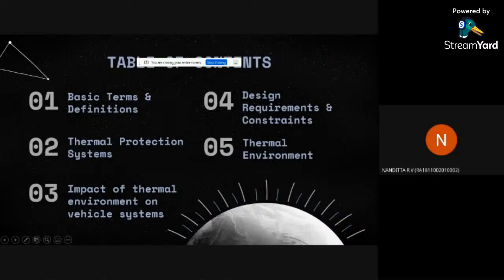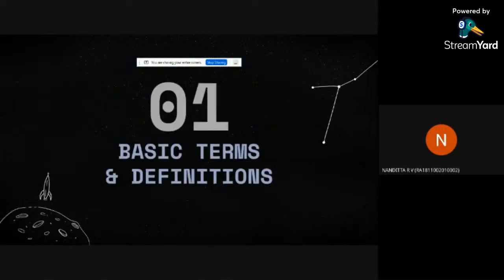In this presentation, we'll be covering the basic terms and definitions, which will be useful for understanding the other subsystems and the thermal protection system, why we need them, and then the impact of thermal environment on vehicle system, design requirements and constraints which we should be considering before designing the thermal protection system, and finally we'll be coming to the thermal environment. There are three aspects: pre-launch, after launch, and during the ascent. So initially we'll be starting with the basic terms and definitions.